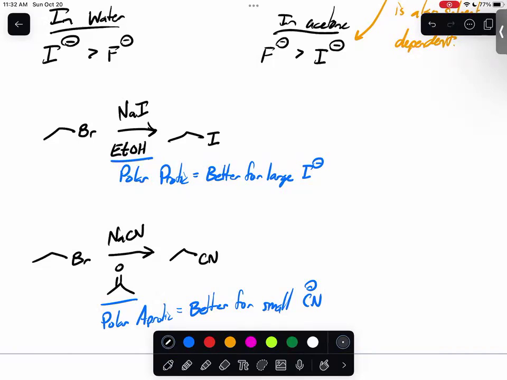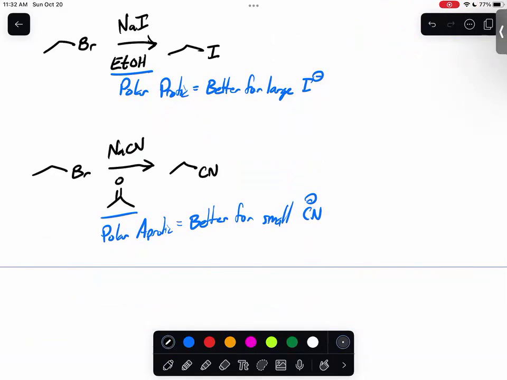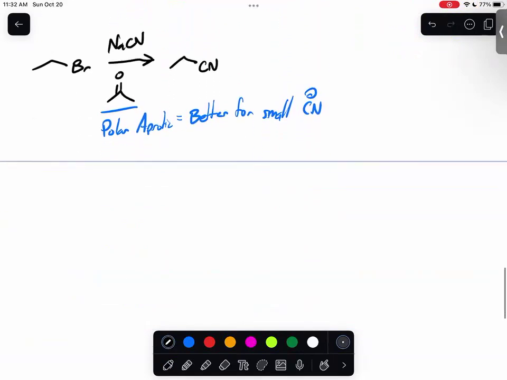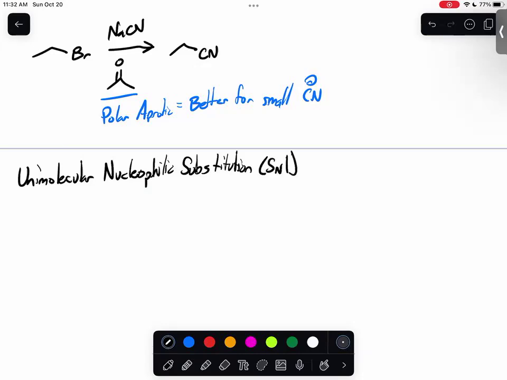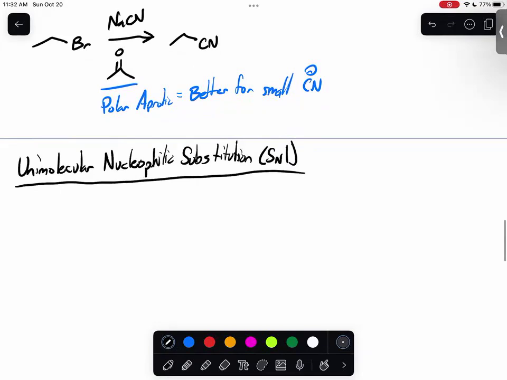All right? Now, with all of that being said, now we can move on to the main topic of discussion for this lecture, which is unimolecular nucleophilic substitution, also known as SN1. So, SN1, of course, is telling us that we are doing a substitution. All right. And so, what this one actually looks like is it's very similar to SN2.